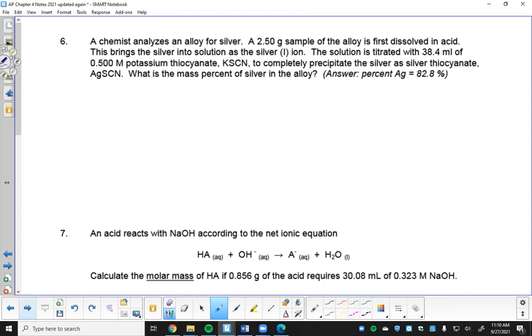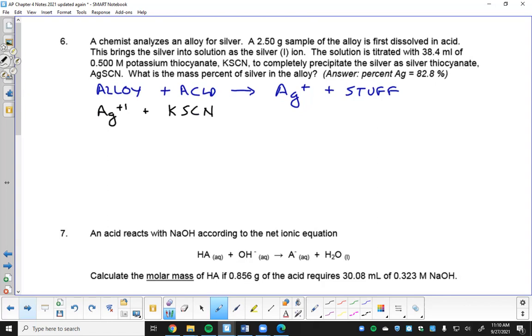The part that makes this a little bit clumsy is that first they tell you that you take this and an acid brings out the silver ions, and then the actual reaction that you're doing, or the titration you're doing, is silver plus potassium thiocyanate, precipitating some silver thiocyanate. You'll get some potassium kicked out as well, because when potassium thiocyanate reacts, it's got to kick out the potassium. So just getting to the part in black is where there's some confusion.